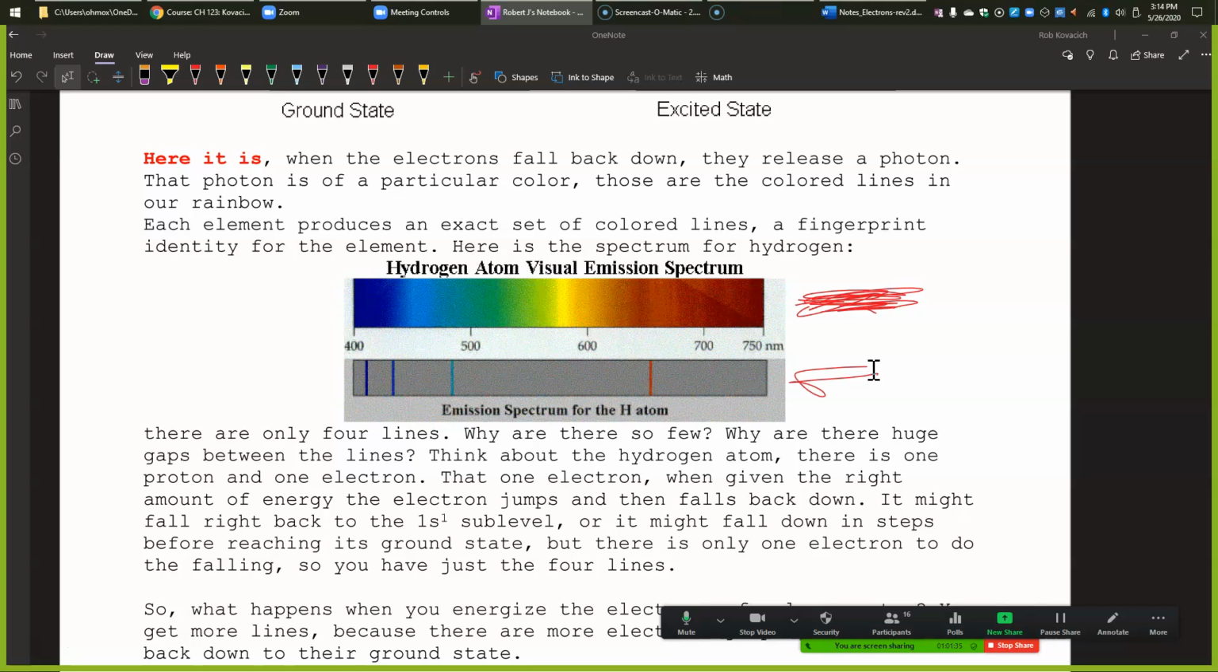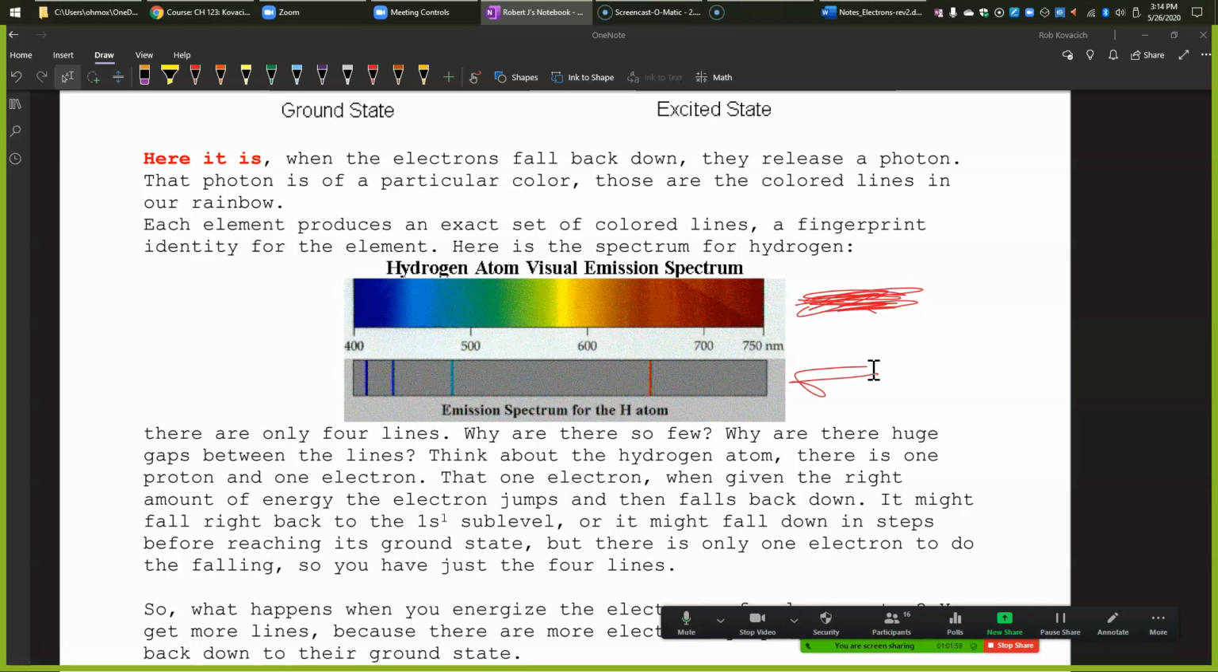You guys actually did this in the lab where you asked, is it a chemical reaction or is it not a chemical reaction? You took sodium and put it in the flame and it was orange, and then you dissolved it, got rid of the water and put the table salt back in the flame, and you got orange again, telling you that it wasn't a chemical reaction.